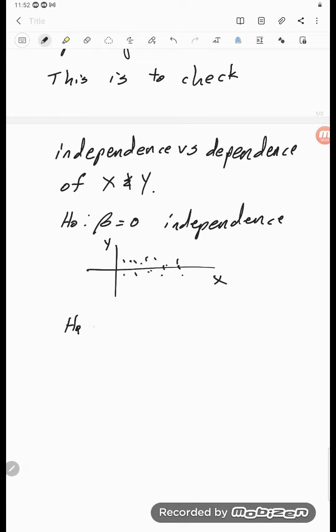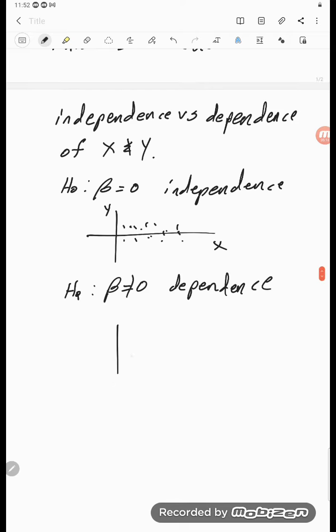But then HA is beta not equal to 0, and so that's dependence, because in that case, if I'm looking at X and Y, then I'm seeing data that do something like that, and if I know X, I can do a better job of predicting Y. And so that would be the dependence. So it really comes down to, is that slope 0 or not 0? And so that's typically what you're going to see for this kind of hypothesis test.